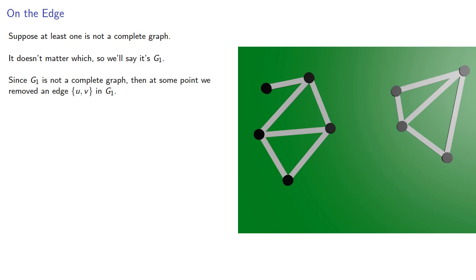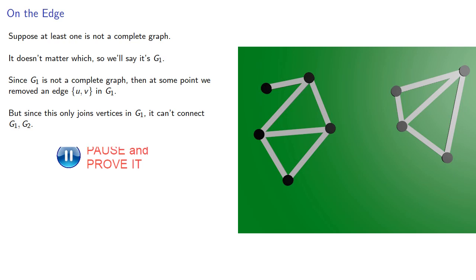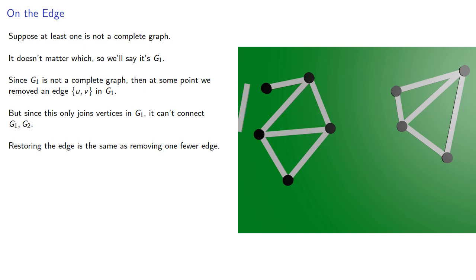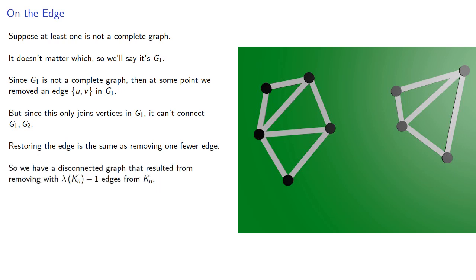Since G1 is not a complete graph, then at some point we've removed an edge in G1. But since it only joins vertices in G1, it can't connect G1 and G2. Restoring the edge is the same as removing one fewer edge. So we have a disconnected graph that resulted from removing lambda Kn minus one edges from Kn, but this is impossible. So if we remove the minimum number of edges from Kn, we'll end with two complete graphs, Kp and Kq.